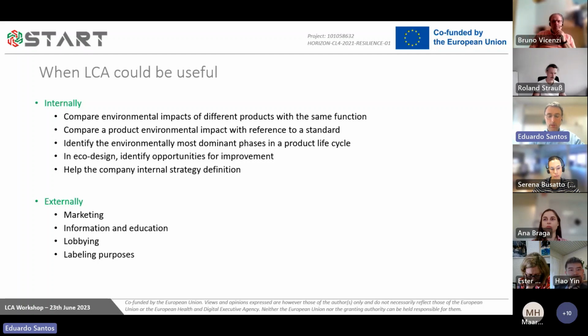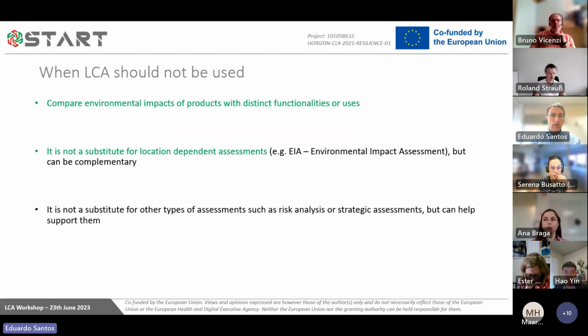It's very common that companies use LCA to develop labels to communicate to consumers or to the industry in general. So LCA has a lot of applications, but it also has some applications where it doesn't make sense at all and should not be used. As I said, comparing environmental impacts of products that have distinct functionalities doesn't make any sense. So we should not use it in that case.